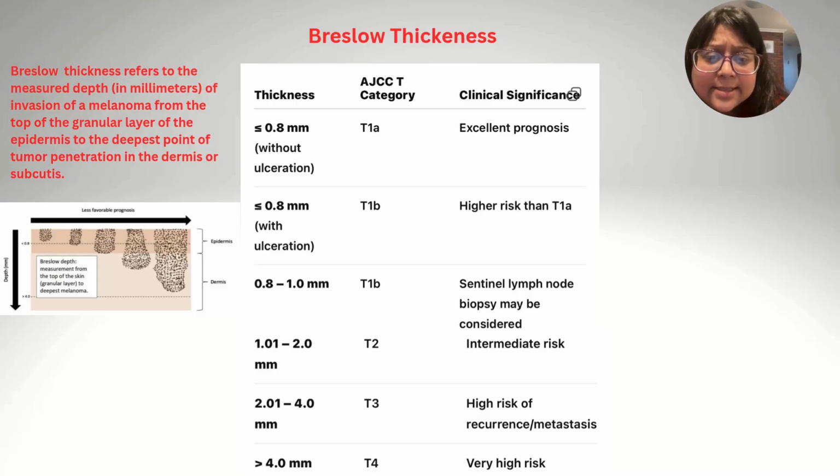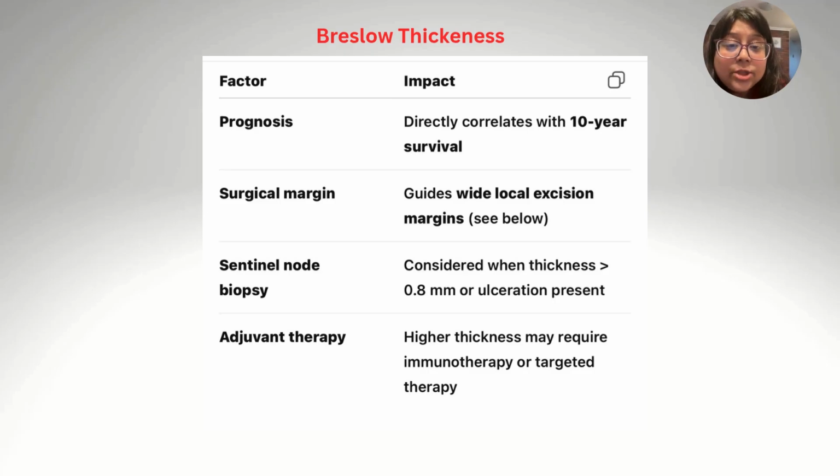If the Breslow thickness is 2.01 to 4 millimeter, then the AJCC T category is T3 and there is high risk of recurrence or metastasis. And if the thickness is more than 4 millimeter, there is very high risk of recurrence and metastasis. The Breslow thickness directly correlates with 10-year survival or the prognosis.